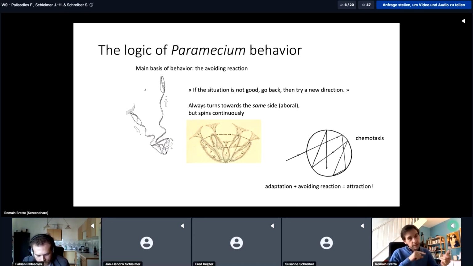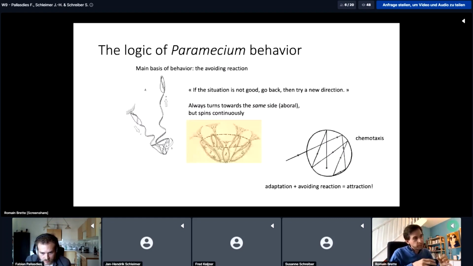Here you can see a sample trajectory. It's just drawn, from observation directly. And the cell swims straight into the drop by chance. And then when it hits the boundary, it kind of bounces. And that's through the avoiding reaction.